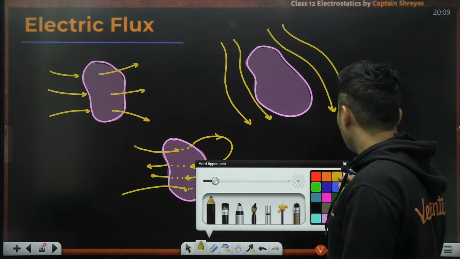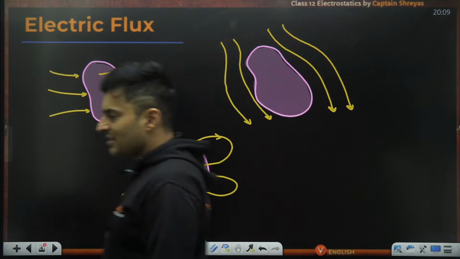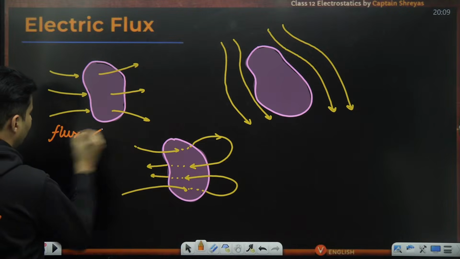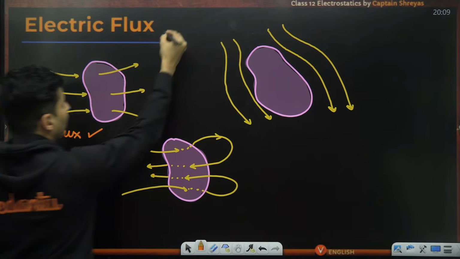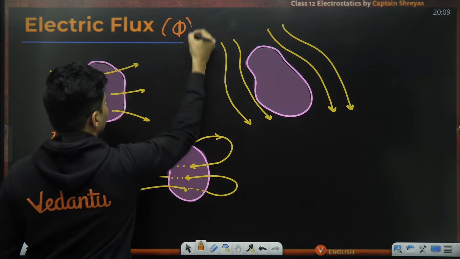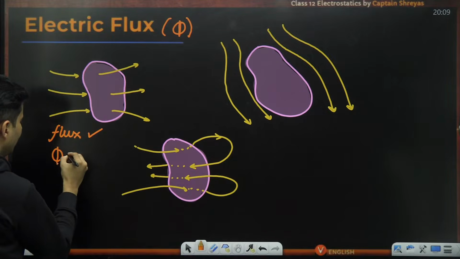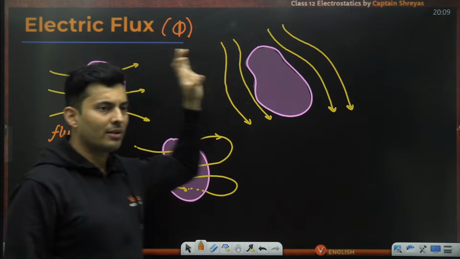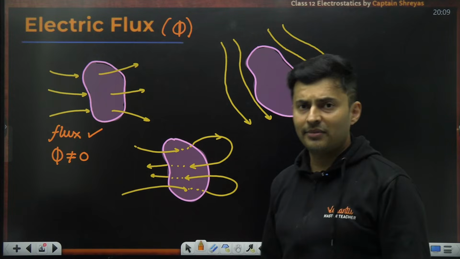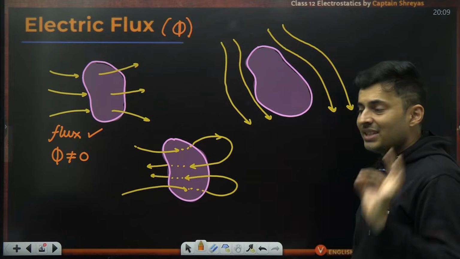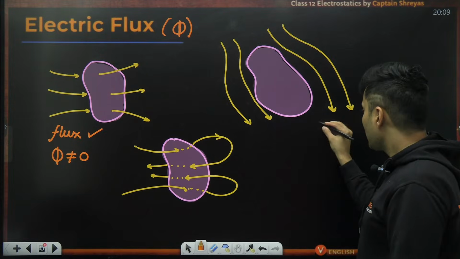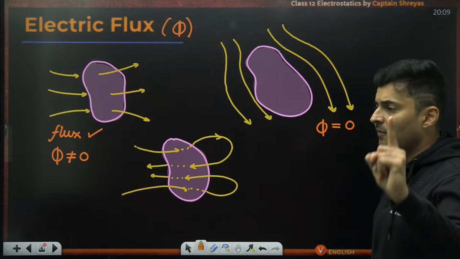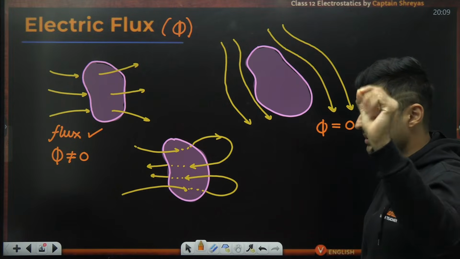In the first scenario, 100% there is some flux through the area. There is definitely some flux. The symbol for electric flux, or in general flux, is the Greek letter phi. So here I will say phi is not zero, because the flux is there. Over here, because nothing is piercing through the area, I will say the flux is basically going to be zero.